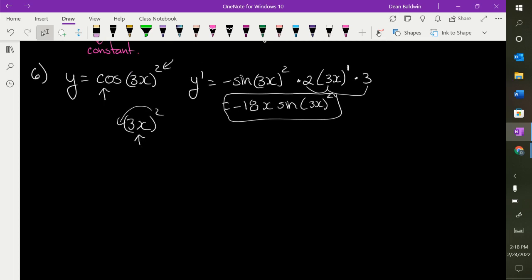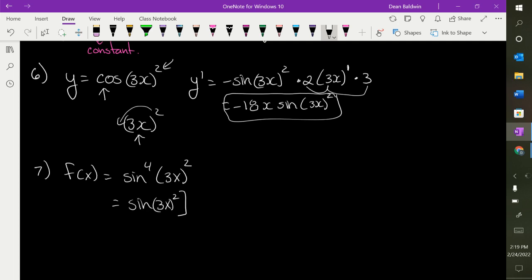All right. Now, final one. What if you have something like this? F of x is, we'll just do sine to the 4th power of 3x all squared. Okay, so what this actually means is this: sine of 3x squared, all of it, is raised to the 4th power.